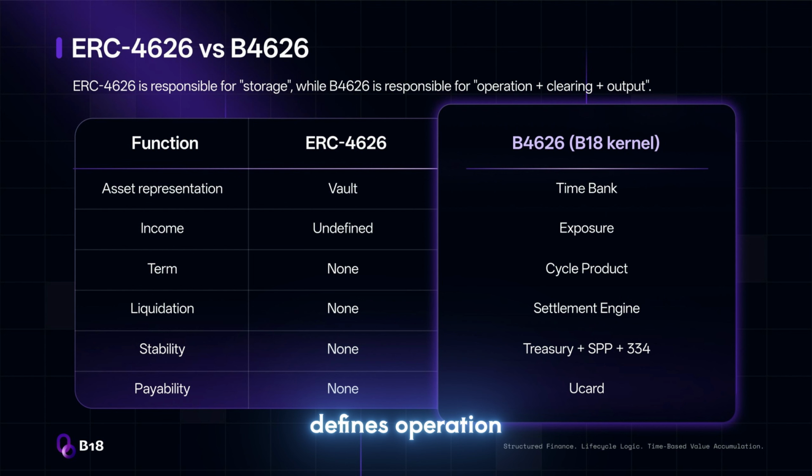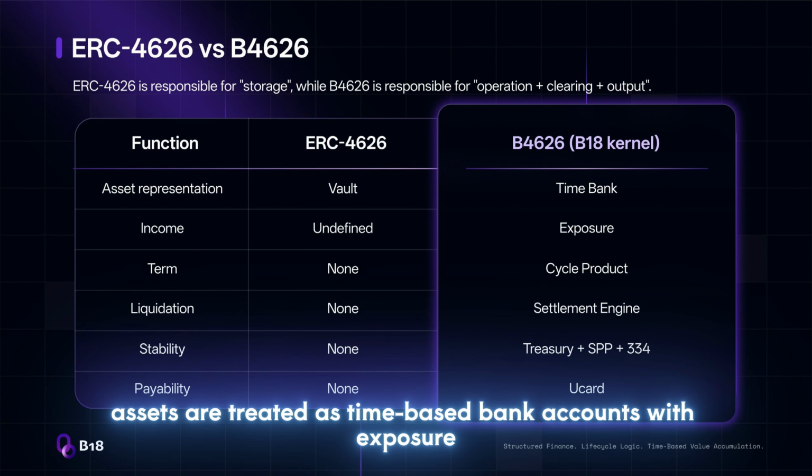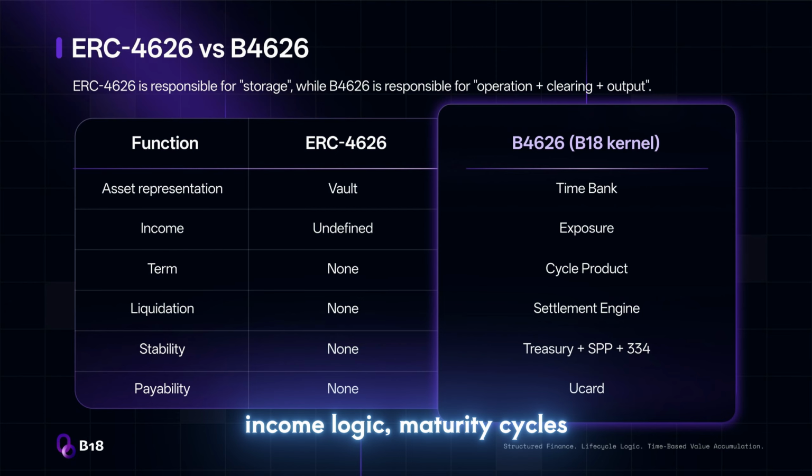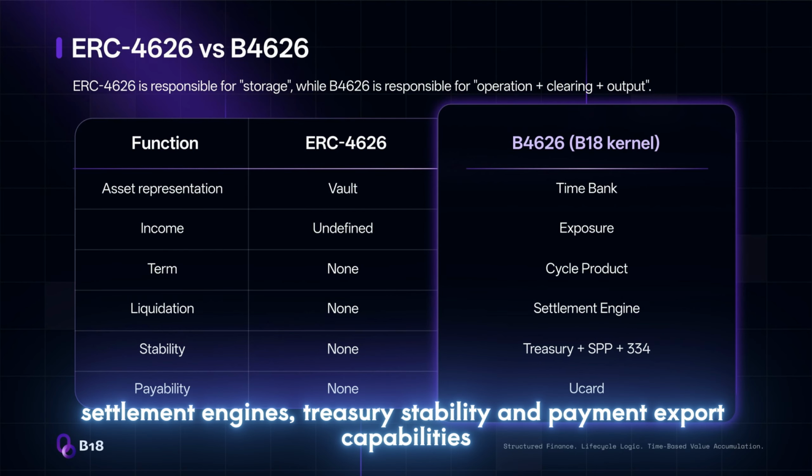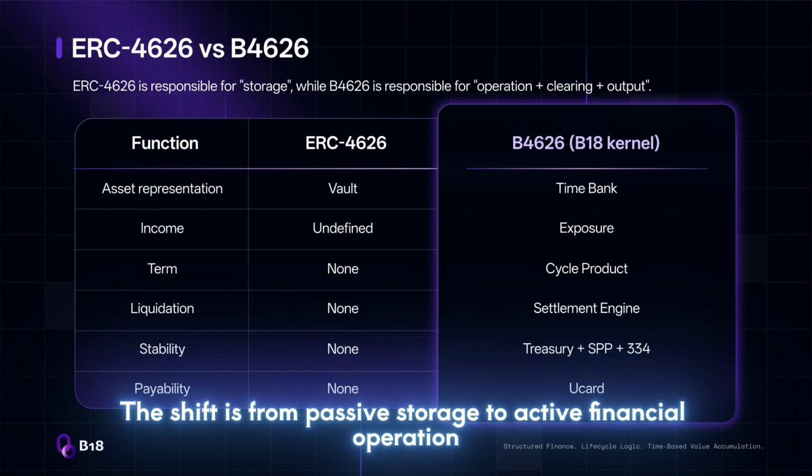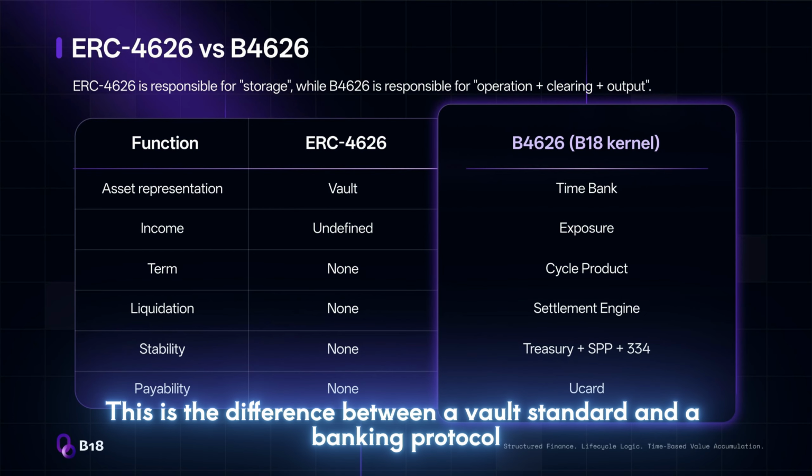B4626 defines operation, clearing, and output. Assets are treated as time-based bank accounts with exposure, income logic, maturity cycles, settlement engines, treasury stability, and payment export capabilities. The shift is from passive storage to active financial operation. This is the difference between a vault standard and a banking protocol.